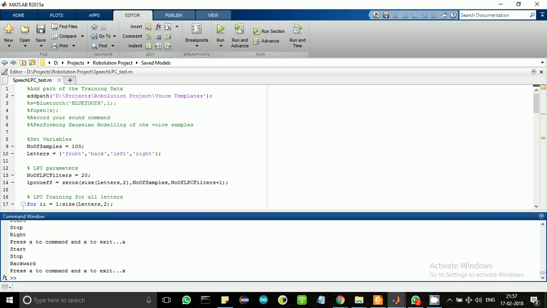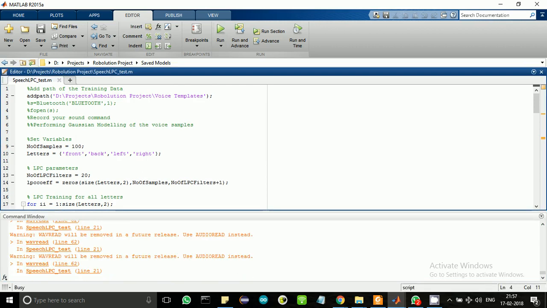Hi guys, so this is the illustration of my speech recognition system based on LPC technique, also known as linear predictive coding technique. This technique models the human speech very well, so it is used for the feature extraction from human speech. So let's start the program.